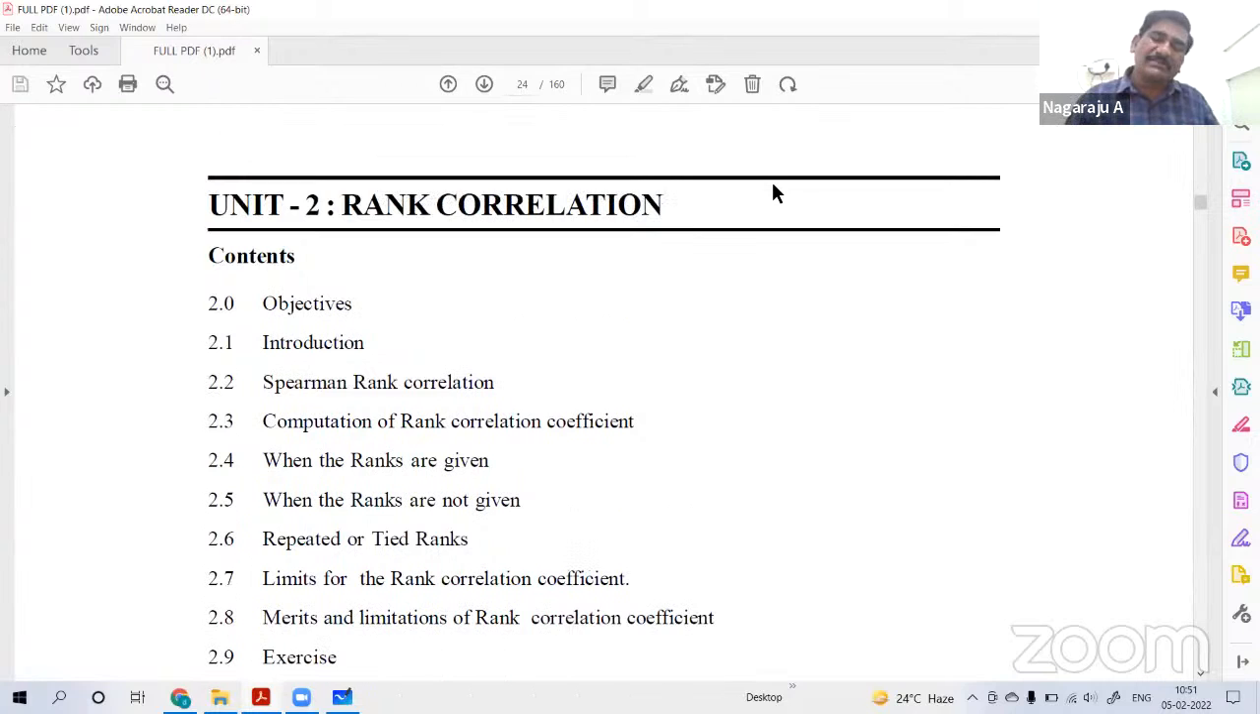Next, it is the rank correlation. Previously, it was the coefficient of correlation. The coefficient of correlation R equals the covariance of x comma y by sigma x and sigma y, where sigma x and sigma y are the variances of the x data and the y data.